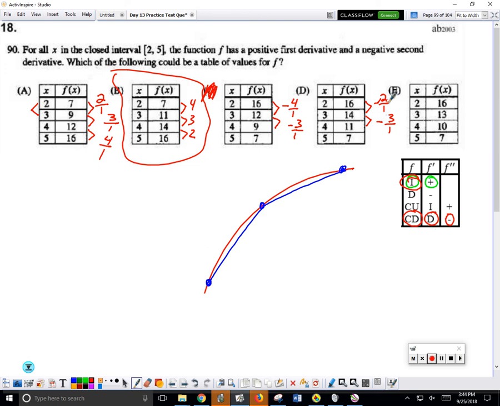Increasing. No, decreasing. Negative 3 to negative 2 is a decrease. So it could be this one. How about this one? No. It's just negative. Oh, it's always negative 3. So we've got two choices.